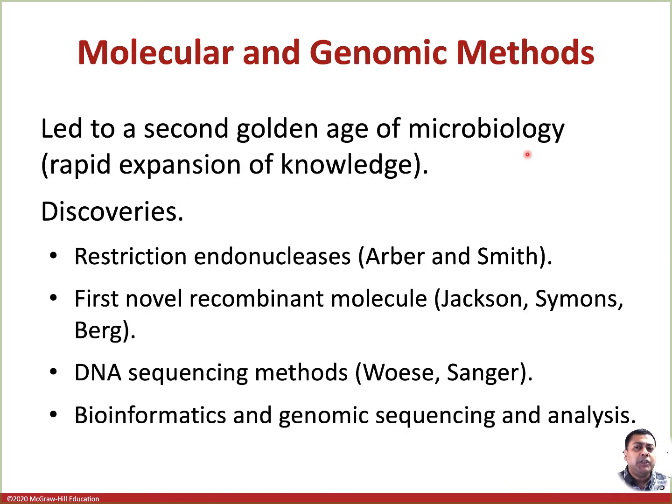So essentially, the molecular and genomic methods led to the second golden age of microbiology. Some of these classic discoveries are the restriction endonucleases, and we're going to talk about that in certain sections. These are the molecular scissors where we can cut DNA molecules wherever we want in sequence-specific ways, and then we can stitch them by using some other enzymes as well. So these actually led to the cloning process, and that is a great discovery.